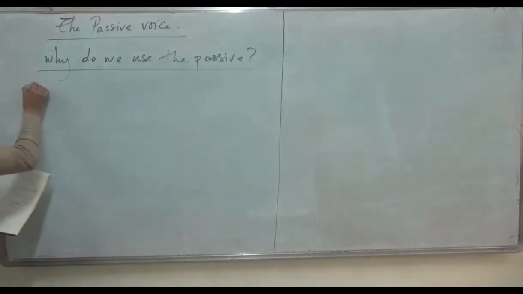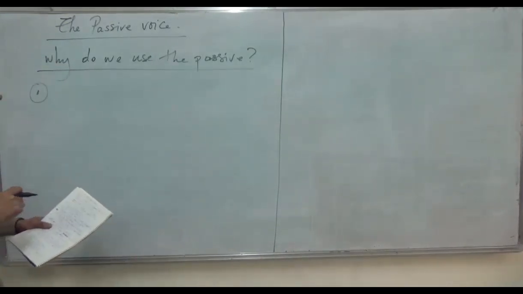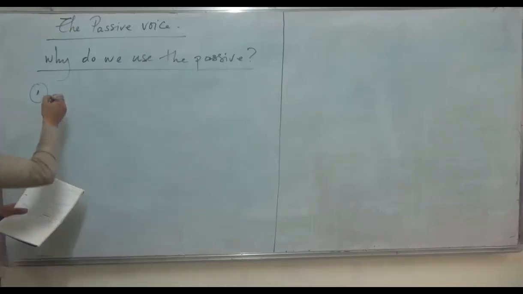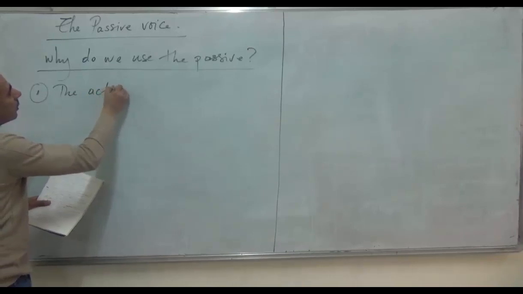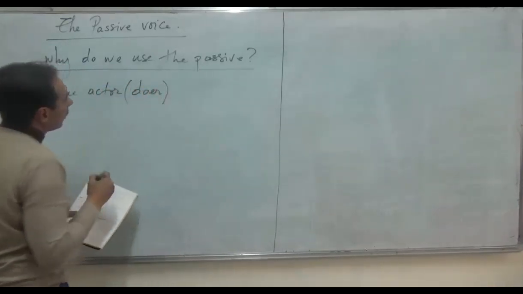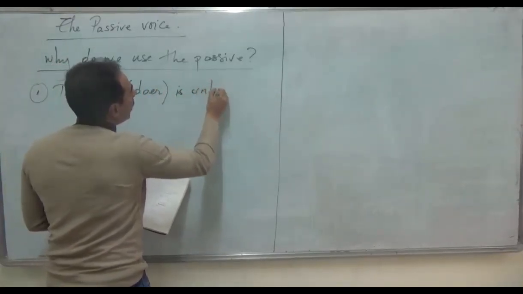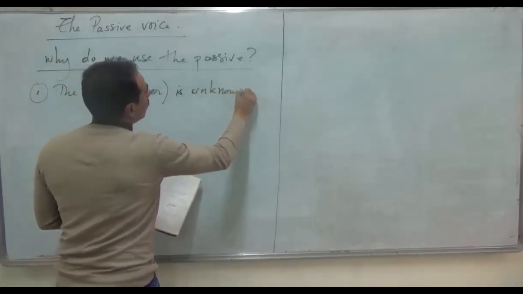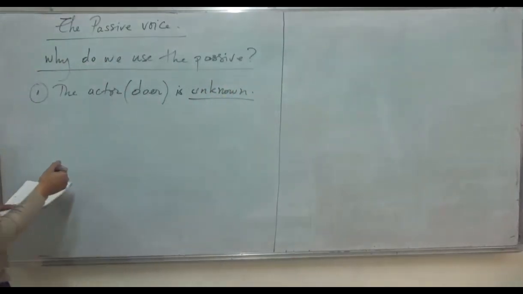The first cause why we use the passive voice is when the actor, or sometimes we call it the doer, is unknown. The actor is unknown.